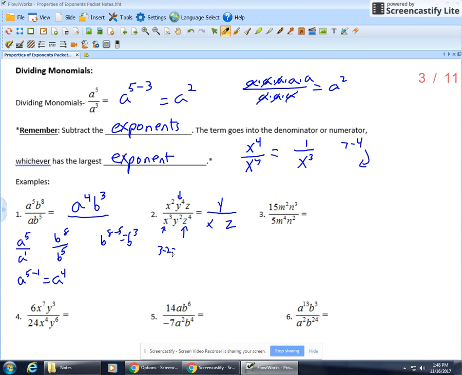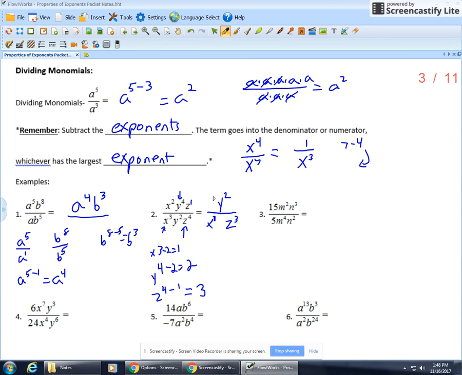3 minus 2 equals 1, so that means the exponent for x is 1. 4 minus 2 for the exponents for y is 2, so that means the exponent for y will be 2. And then for the z, it's going to be still 4 minus, remember there's nothing there, we put a 1, 1. So that is 3 as the exponent for z.